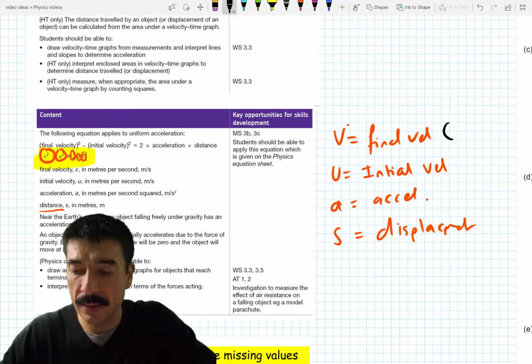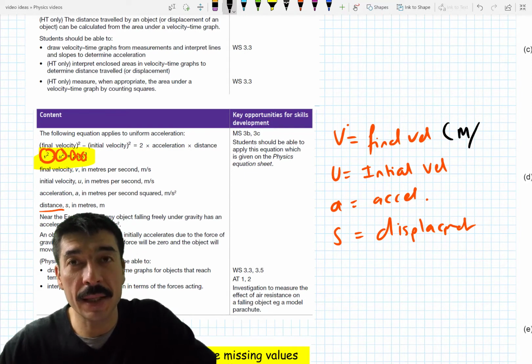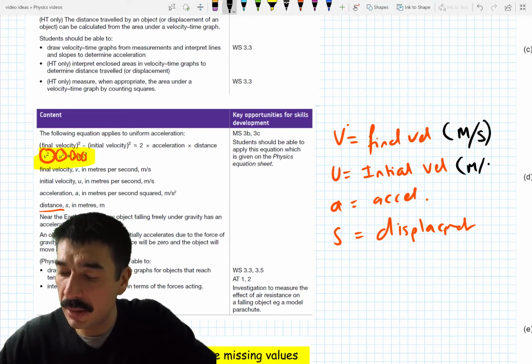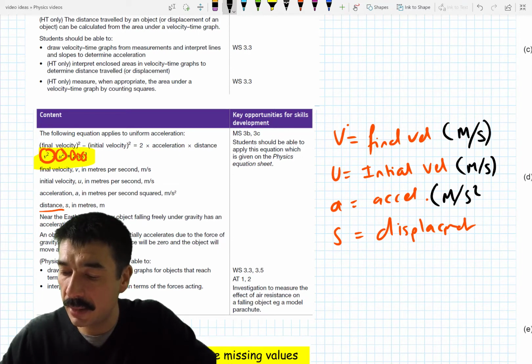So have a guess. Velocity, meters per... If you said seconds squared, you need to do some revision. Initial velocity is also in meters per second. Acceleration is meters per second squared, and displacement is meters.